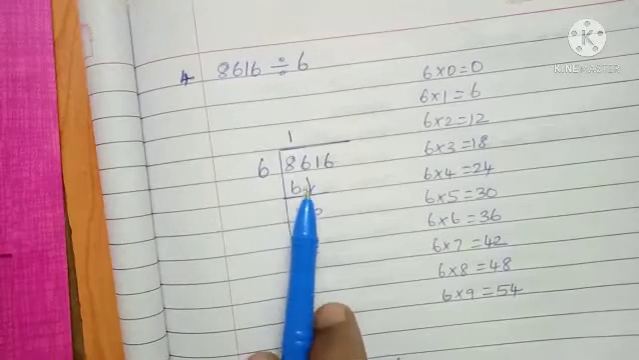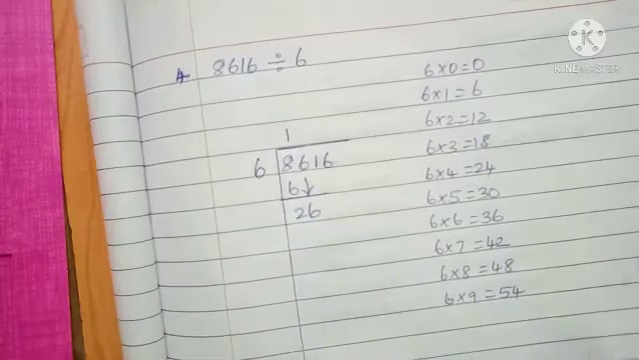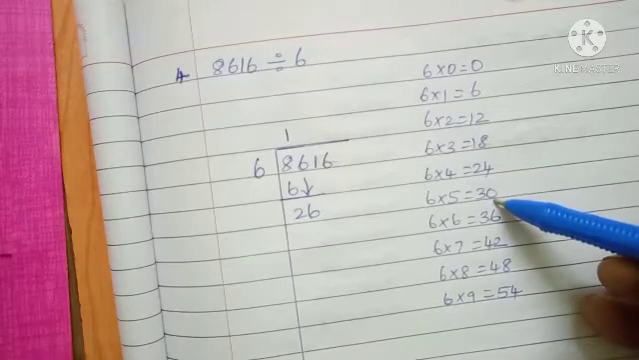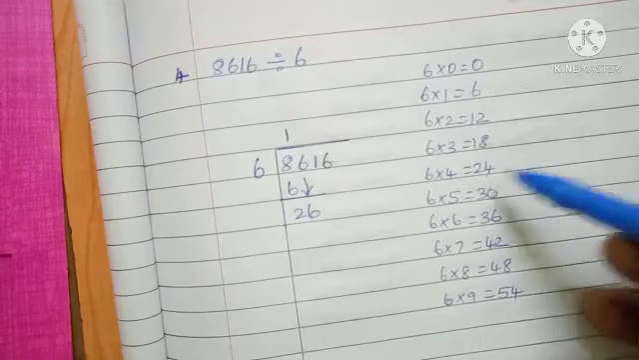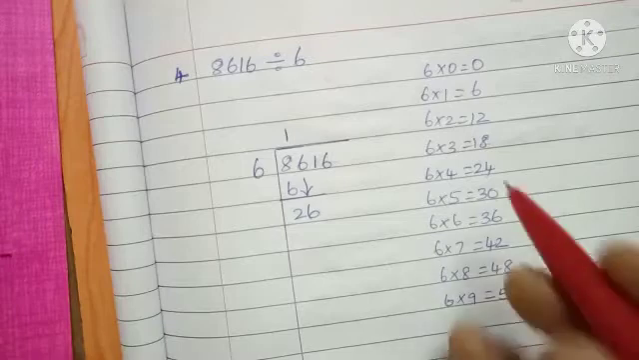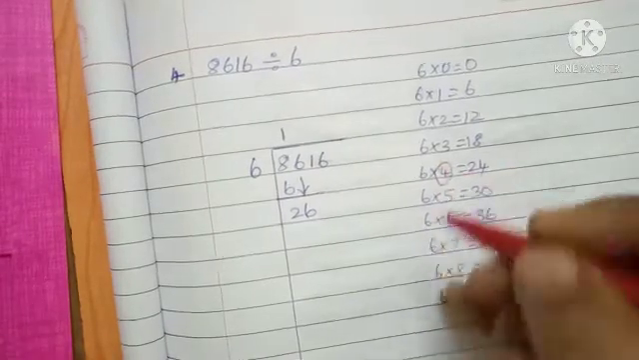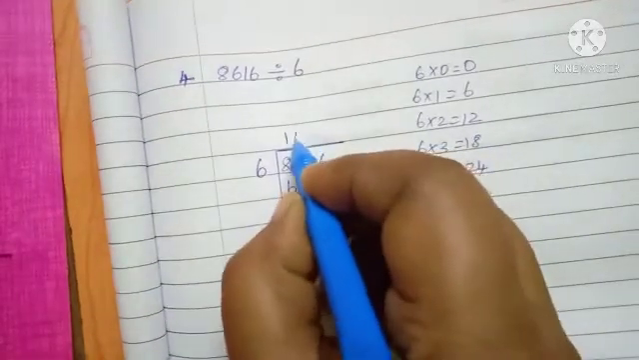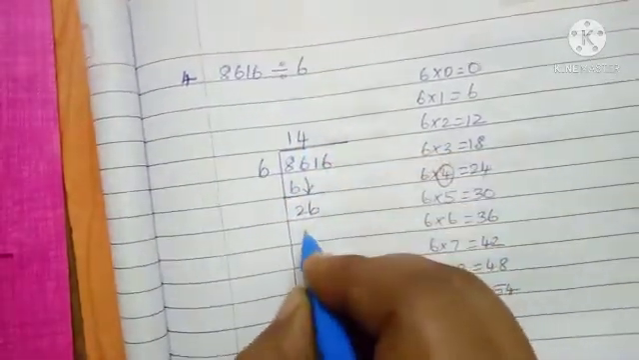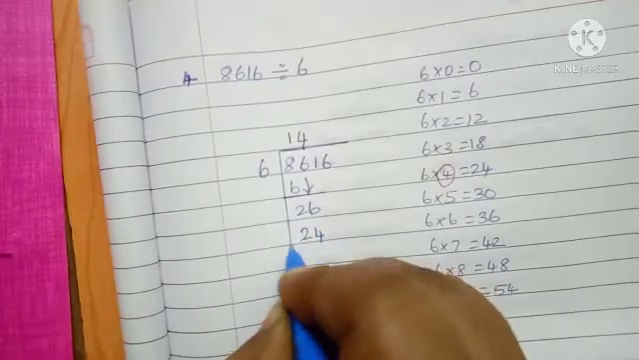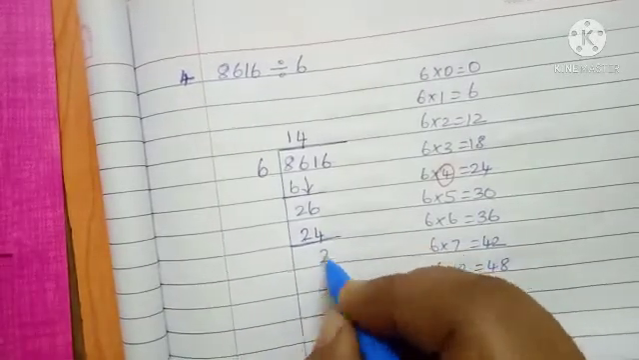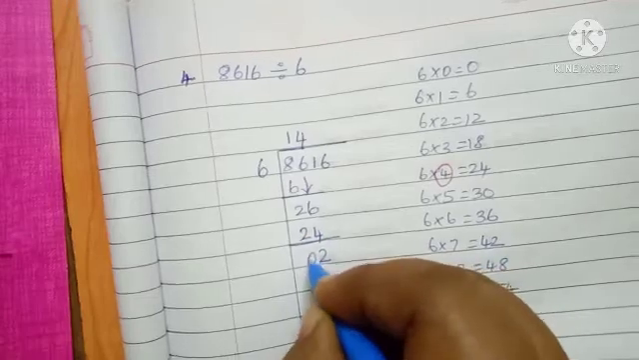Then second number 6. 26. 26 comes between 24 and 30, in between numbers. So you take only the before number. So 24, how many times? 4 times. 4 times only you take for 24. 6 fours are 24. So 6 subtract 4, 2. 2 subtract 2, 0.